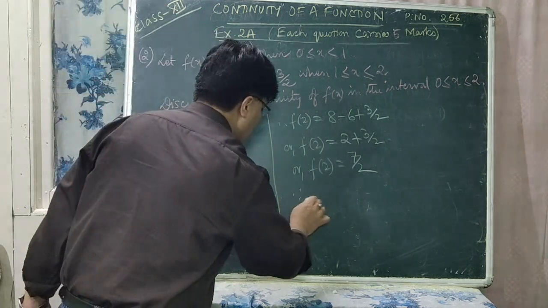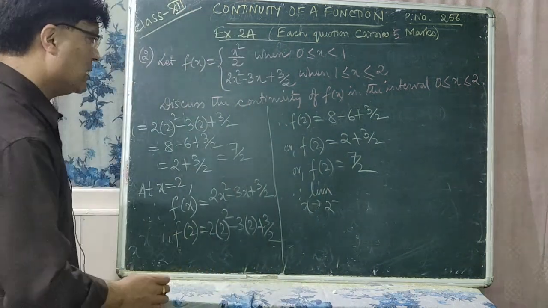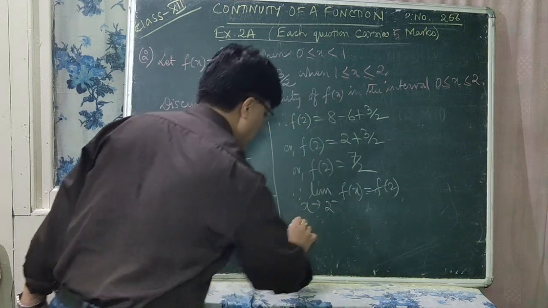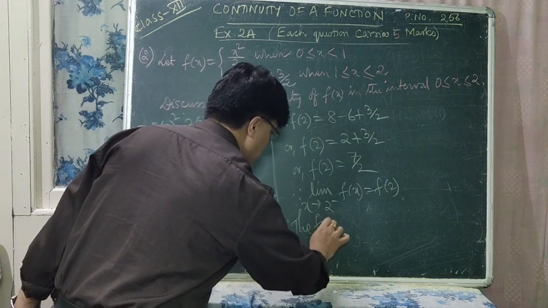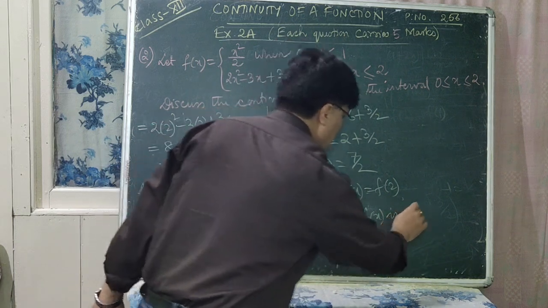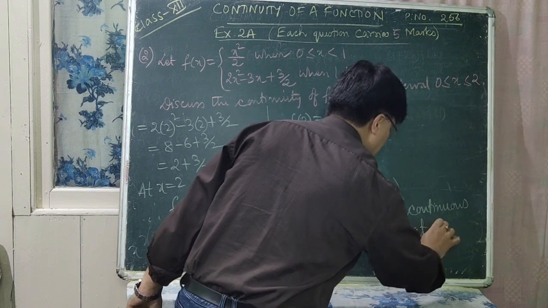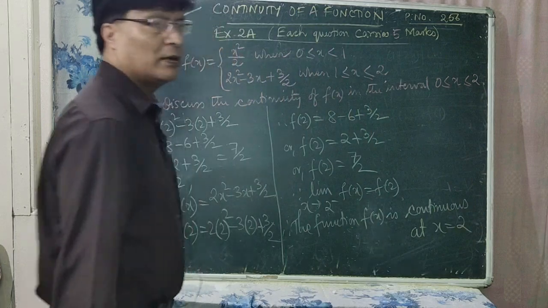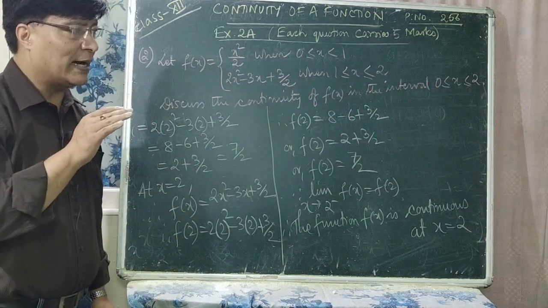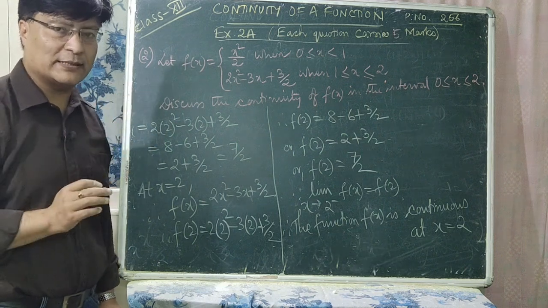So since limit x tends to 2 minus f of x is equal to f of 2, therefore the function f of x is continuous at x is equal to 2. In the beginning also you have to write down, that is, I did not write out there, the function f of x is continuous at x is equal to 0, so you write it there, okay?